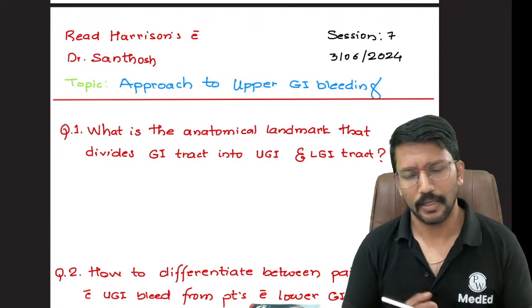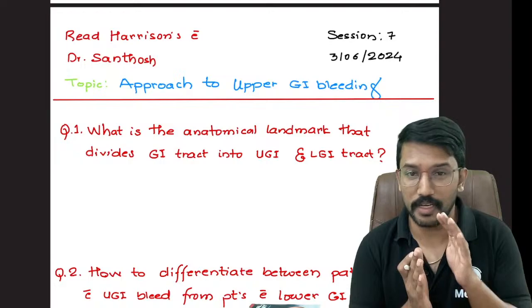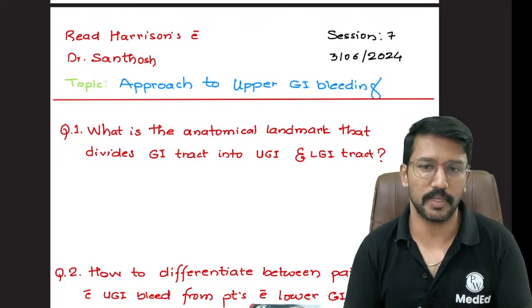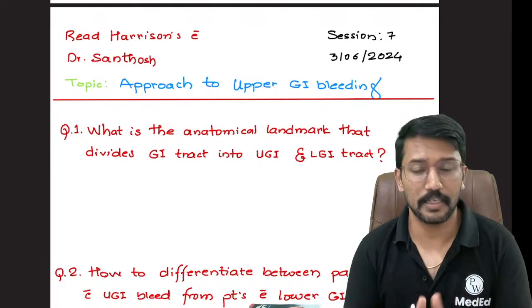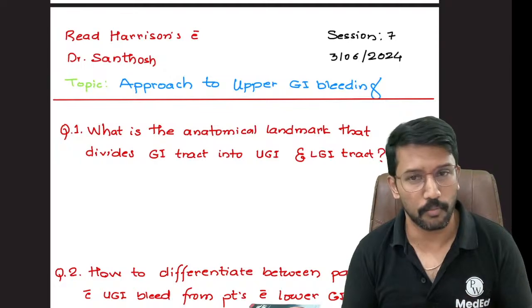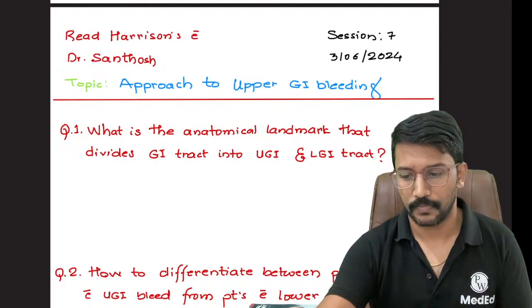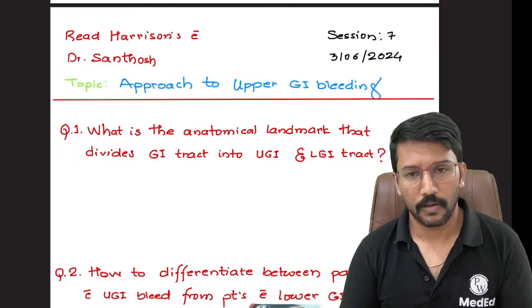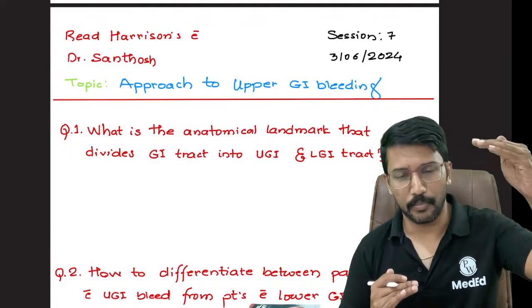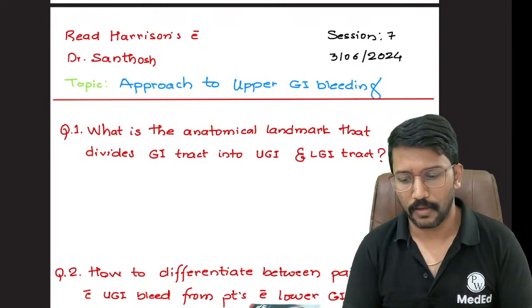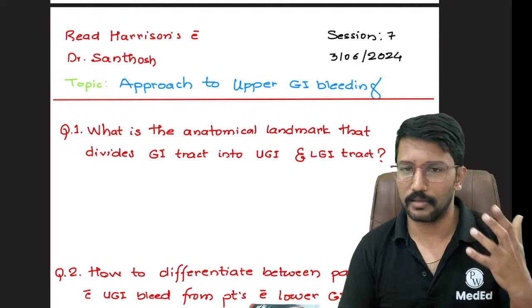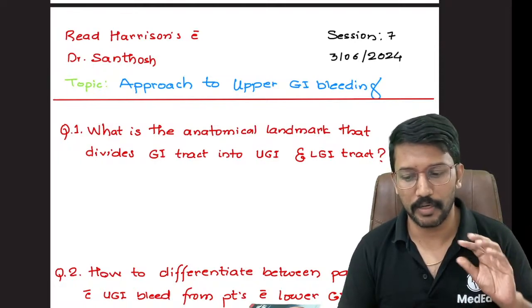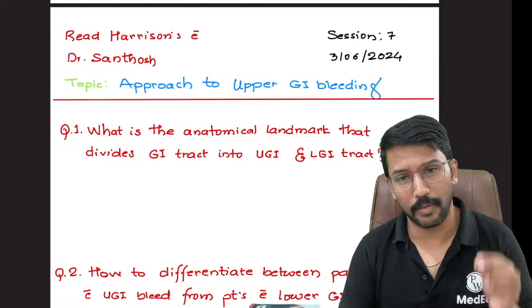Good evening everyone. So can anybody tell me where the upper GIT ends and the lower GI tract begins? That's the first thing that we need to understand before we start talking more about upper GI bleeding. What is the landmark? Which landmark separates upper GI and lower GI? If I say upper GI is comprising of esophagus and stomach, am I perfectly right or am I wrong?